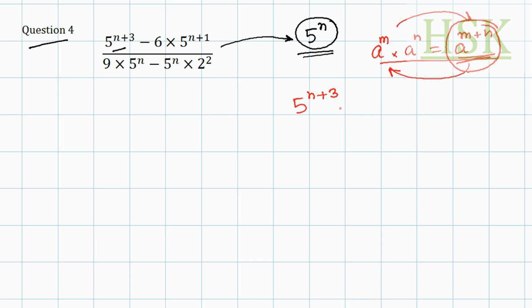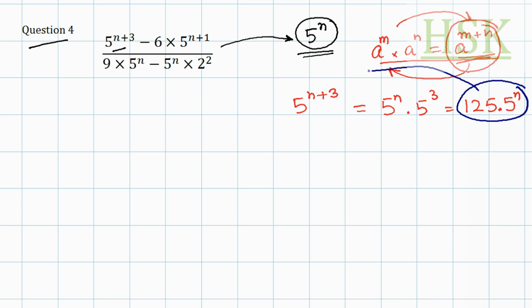So this value 5 to the power of n plus 3 would be written as 5 to the power of n into 5 to the power of 3, that is equal to 125 times 5 to the power of n. Okay, so this value I'm going to place for 5 to the power of n plus 3 here.